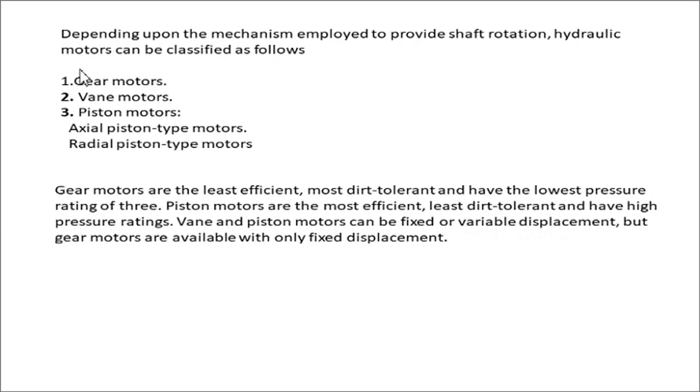There are some basic types of motors: gear motors, vane motors and piston motors, just like pumps. Gear motors are least efficient, most dirt tolerant, and have the lowest pressure rating of the three types. Piston motors are most efficient, least dirt tolerant, and have a very high pressure rating. Usually piston motors are used in agricultural applications like tractors.